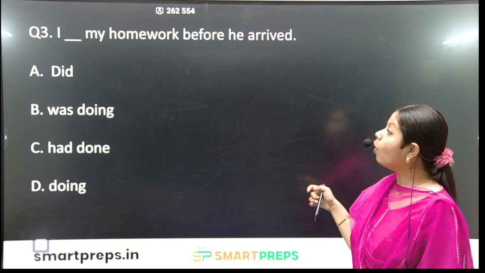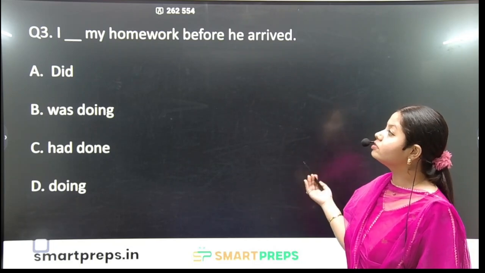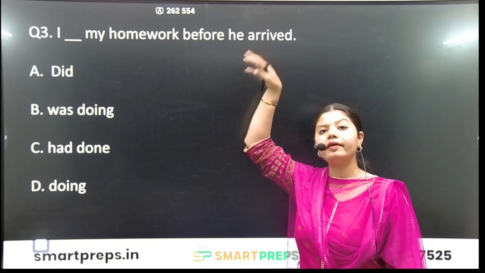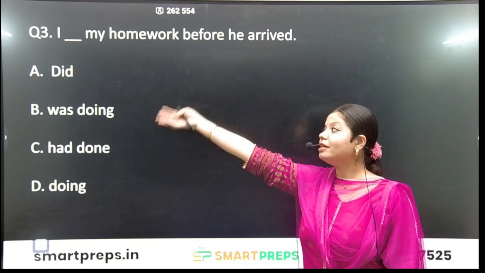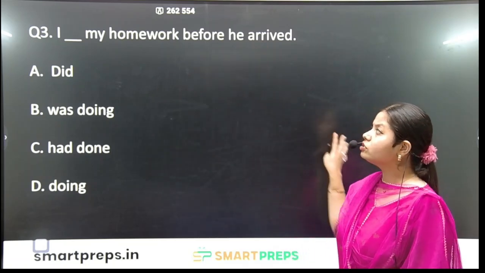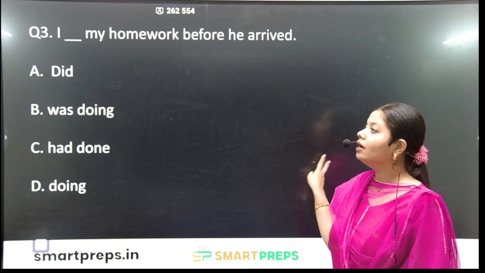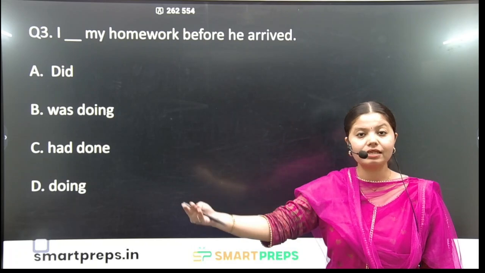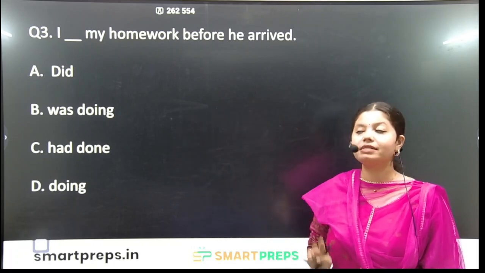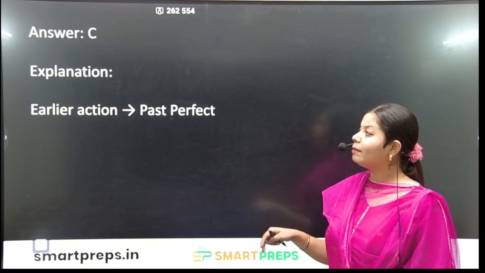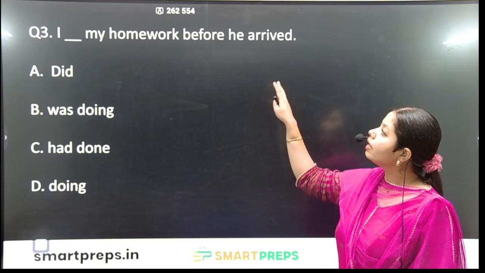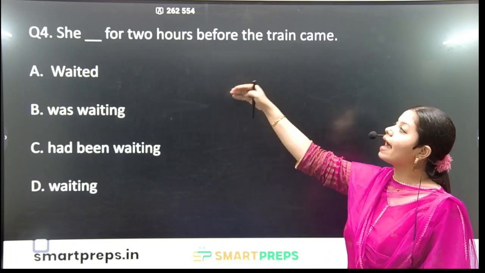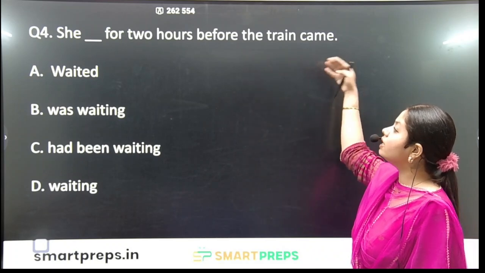Okay, next question. I had done my homework before he arrived. It means before that person arrived, I had already completed a task before that particular past action. Earlier action, past perfect.